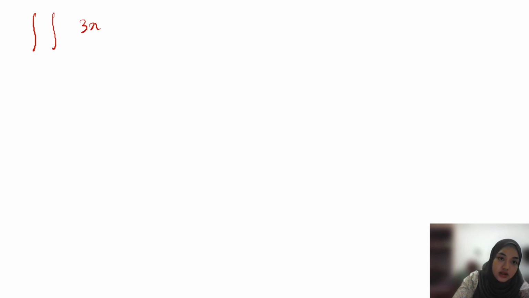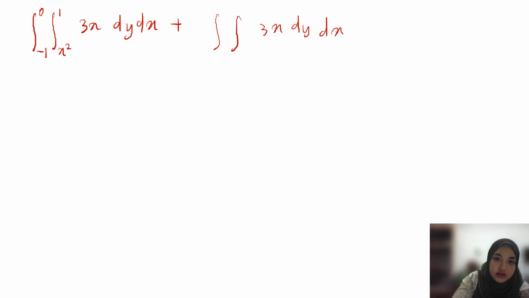Okay. 3x dy dx plus 3x dy dx. Okay, so this one is x squared, 1. This one negative 1, 0. And then this one is x until 1, and then 0 until 1. Okay, so you have to find this one by one.